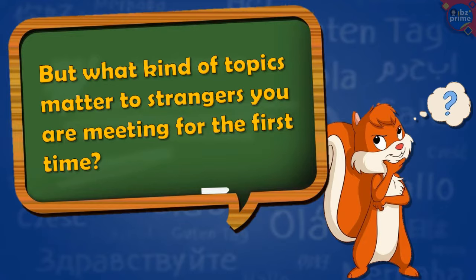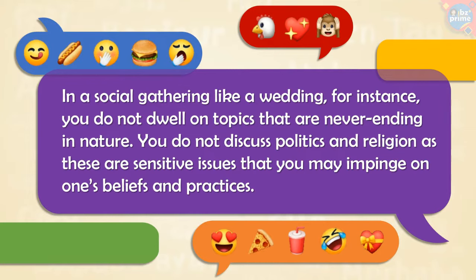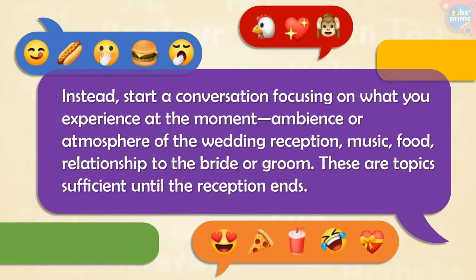But what kind of topics matter to strangers you are meeting for the first time? In a social gathering like a wedding, for instance, you do not dwell on topics that are never ending in nature. You do not discuss politics and religion, as these are sensitive issues that may impinge on one's beliefs and practices. Instead, start a conversation focusing on what you experience at that moment, ambience or atmosphere of the wedding reception, music, food, relationship to the bride or groom. These are topics sufficient until the reception ends.